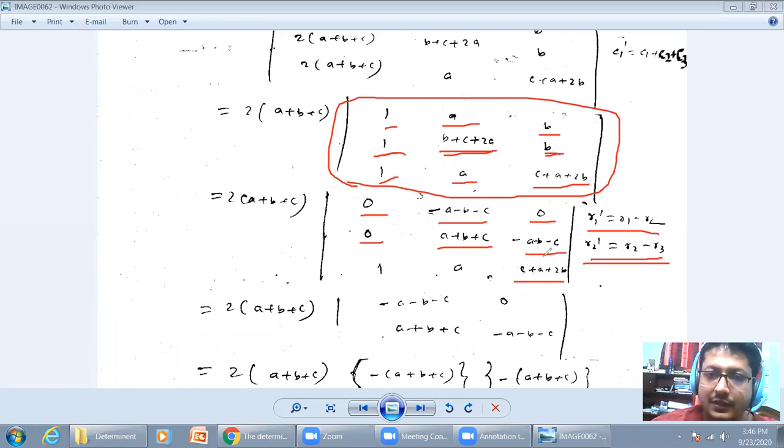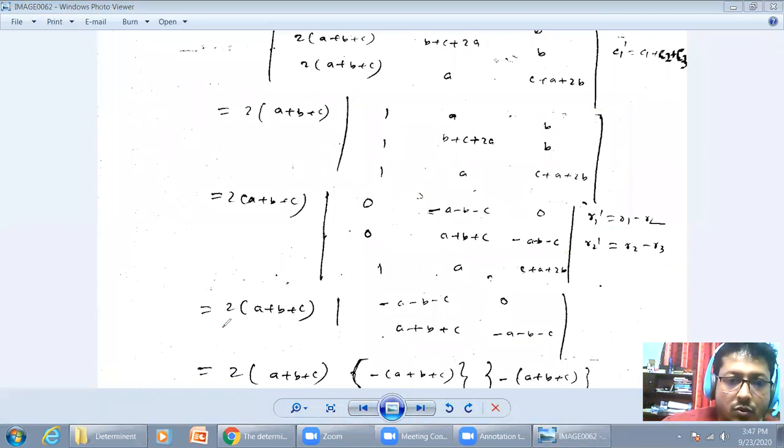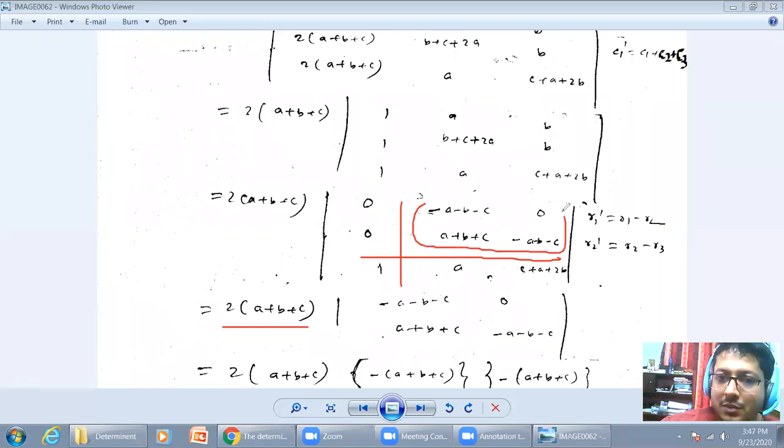Oh sorry, not this, this part: minus a, minus b, minus c. Now we can write twice a plus b plus c, and we only take this part, the non-zero part. The other part is zero, so we can ignore it. Okay, we can write this.